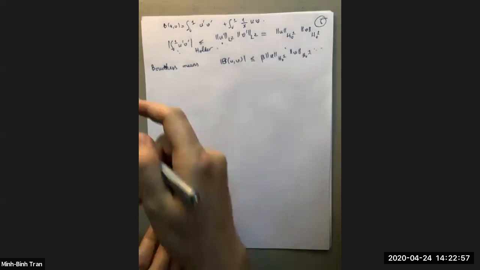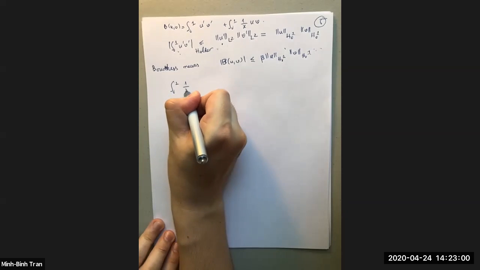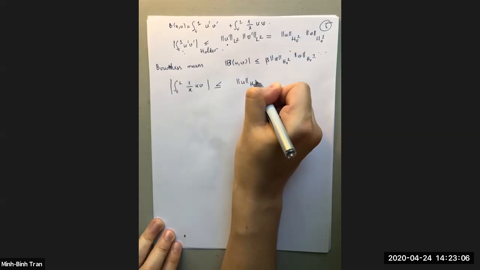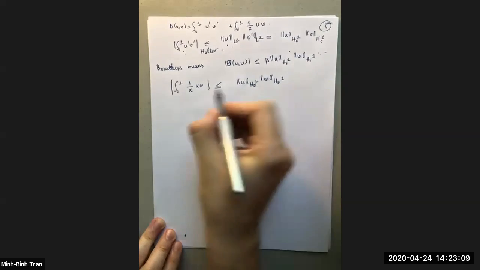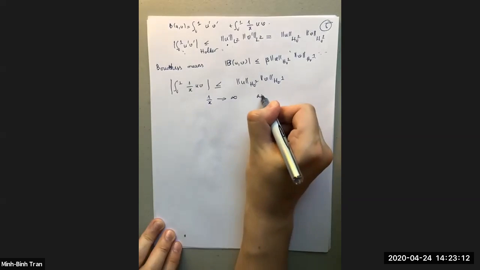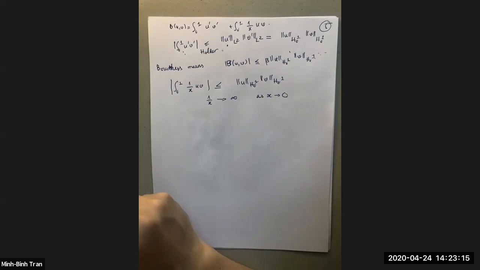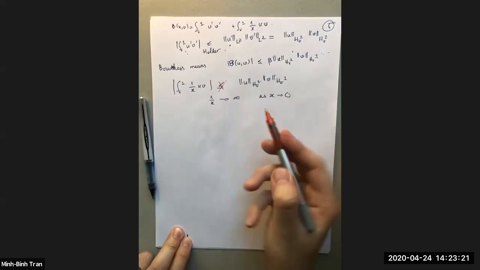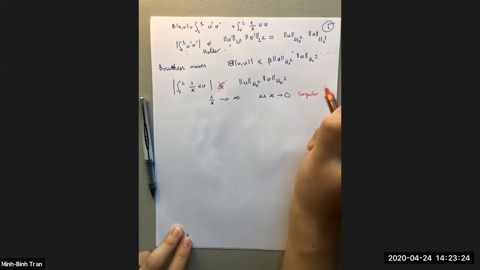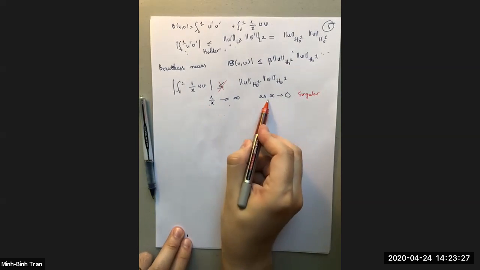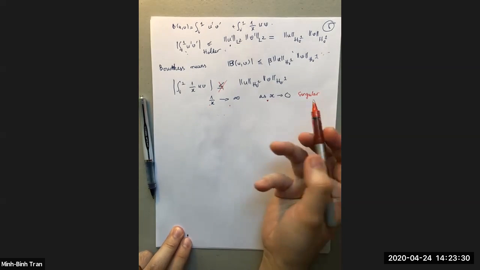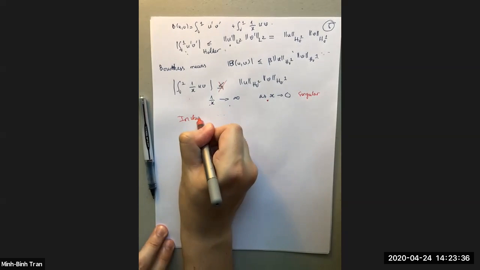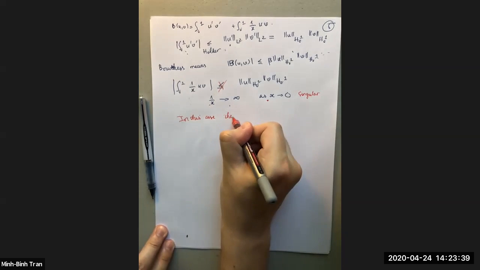So this is fine. Now, for the second term, you have 1 over x, and there is no way that you can bound this by this. Because 1 over x goes to infinity as x goes to 0, there is no way that you can bound the second term, because 1 over x is singular. So in this case, there is no boundedness.